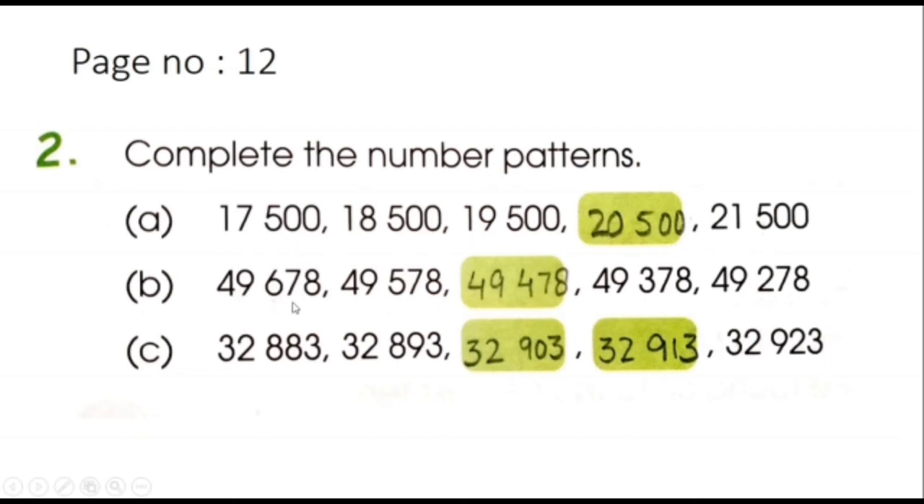Part number B में you have to observe 49,678, 49,578. अब इसमें क्या है, नंबर कम हो रहा है, तो it means यहाँ पे subtraction होगी. So you have to move backward. और अब आप यहाँ पे ये observe करें कि कौन सी place change हो रही है. यहाँ पे 49 is same, then यहाँ आगे it is 6 and it is 5. So it means 100 place में change आ रहा है. So let's subtract 100 from this and you will get 49,478 your answer. Then 49,378, 49,278.